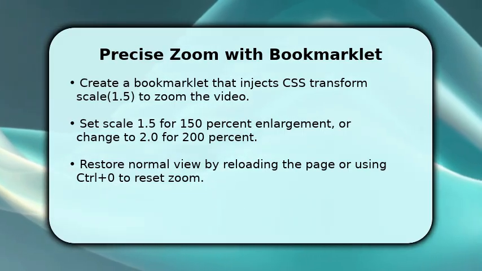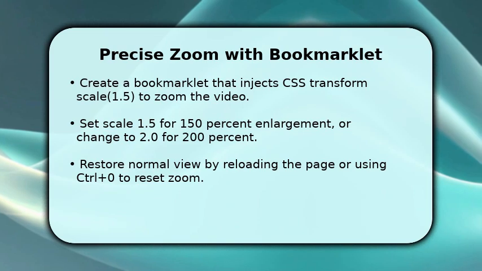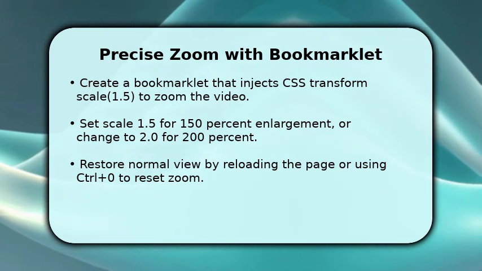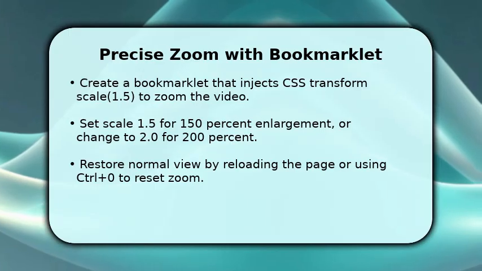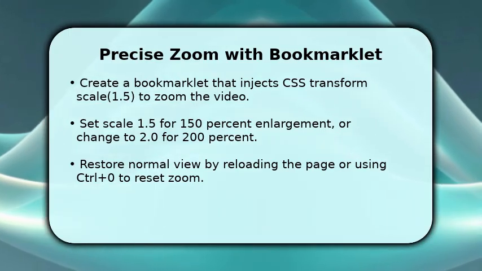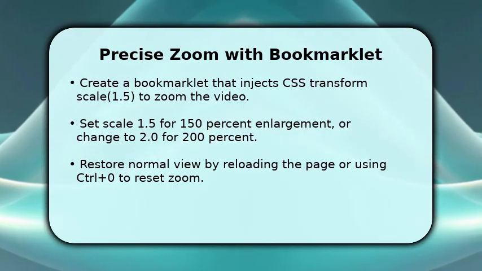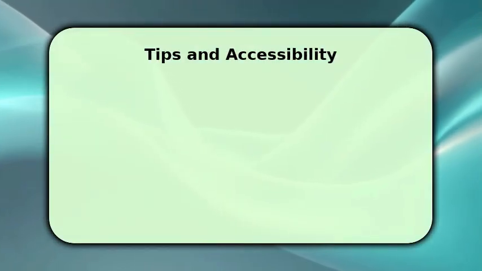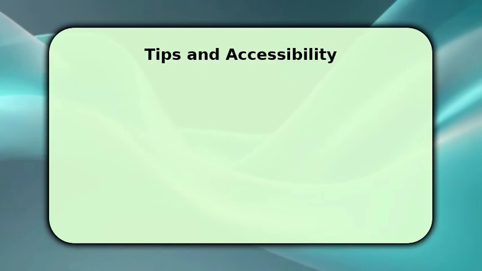To return to normal, reload the page or use browser zoom reset with Control 0. This method affects only the video element and keeps the page layout largely intact. Remember accessibility and image quality when you zoom YouTube videos in your browser.